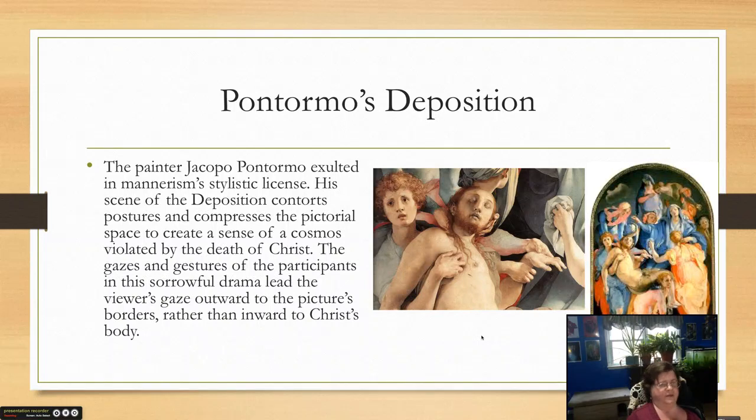Pontormo's Deposition. The painter Jacopo Pontormo exulted in mannerism's stylistic license. His scene of the deposition contorts posture and compresses the pictorial space to create a sense of cosmic violation by the death of Christ. The gazes and gestures of the participants in this sorrowful drama lead the viewer's gaze downward to the picture's borders rather than inward towards Christ's body.